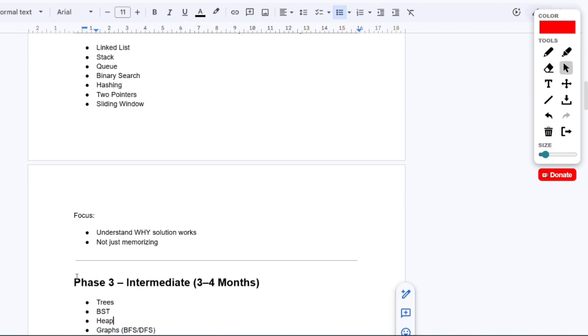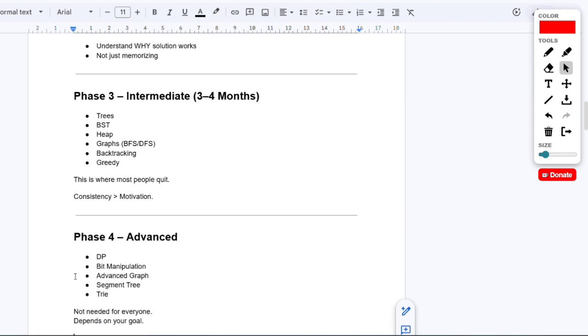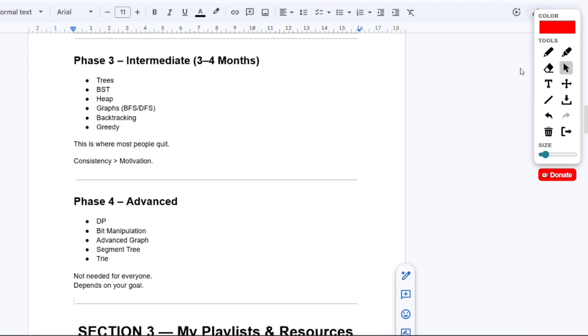Okay, so once you have completed these two phases, you are ready. Your 50% DSA is almost over, and make sure to revise each and everything well. Now the most important intermediate DSA part takes three to four months. Here the topics are tree data structure, binary search tree, heap, graphs, basically DFS and BFS and many more things in graphs, then backtracking and greedy technique. So these are the important intermediate concepts.